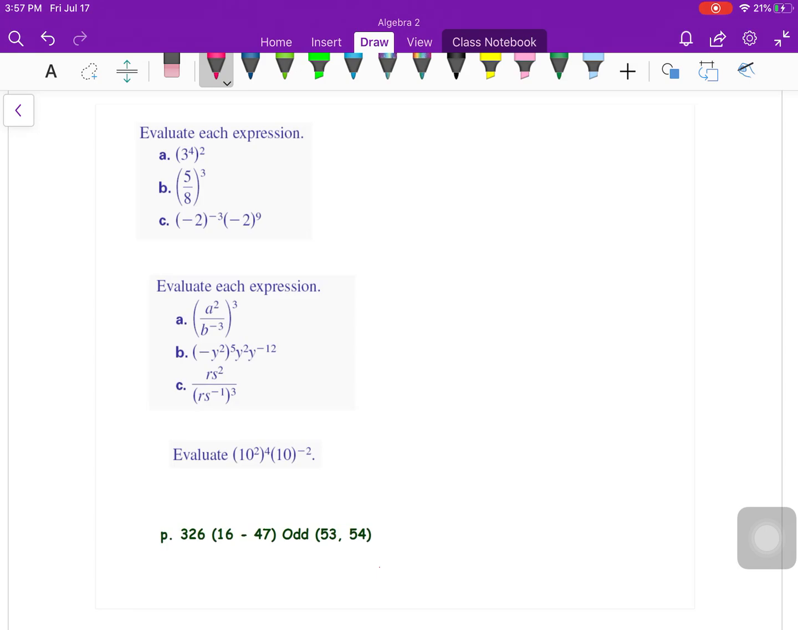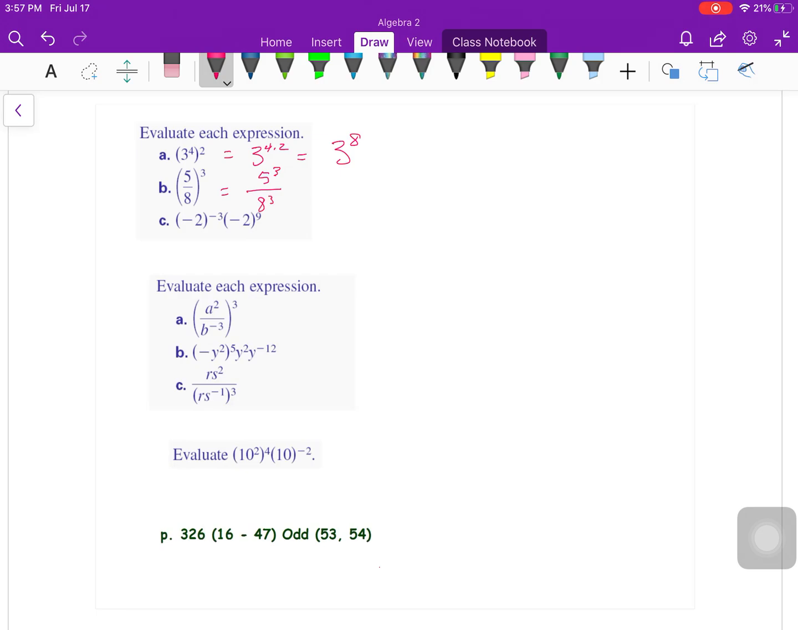All right, let's try a few. 3 to the 4th all squared. Well, this is power to power. So that means 3 to the 4 times 2, which is 3 to the 8th. If the number is so large that it is not on your chart that we did, we're just going to leave it as 3 to the 8th, because without a calculator, we don't need to compute that.